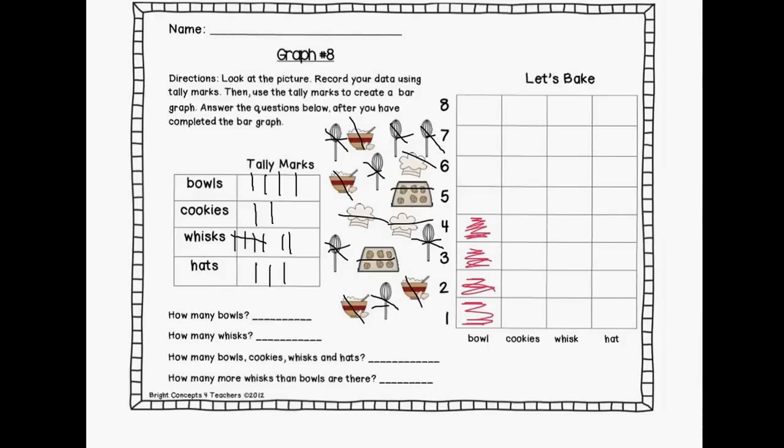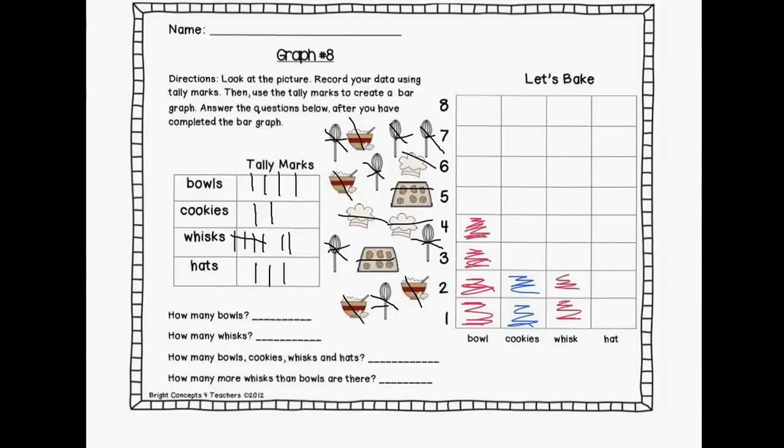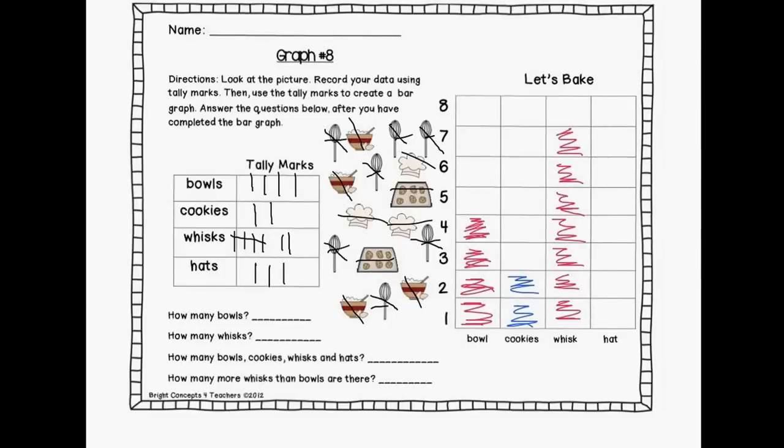The next one is cookies. There were 1, 2 cookie sheets. Let's take a look at the whisk. There were 7. I'm going to color 7 boxes. 1, 2, 3, 4, 5, 6, 7. And the last one are hats. The tally chart said there were 3 hats, so I'll color 3 boxes in my bar graph.